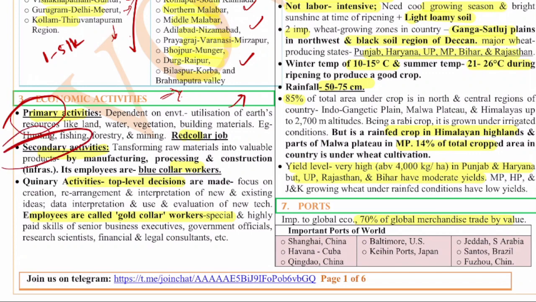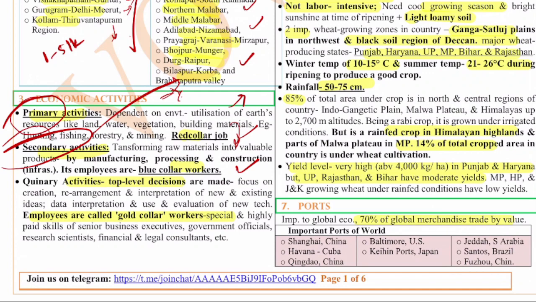Secondary activities involve the industrial sector, the manufacturing sector. By the process of manufacturing, they convert the goods of the primary sector into usable goods, for example, all the manufacturing industries. The primary activity is a red collar job, whereas the secondary activity is a blue collar job.